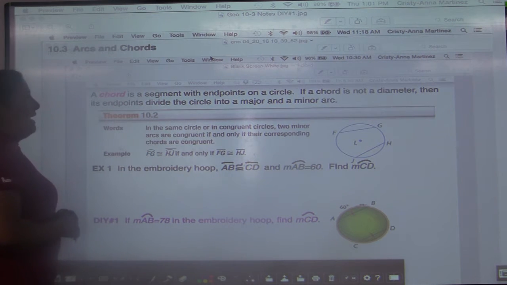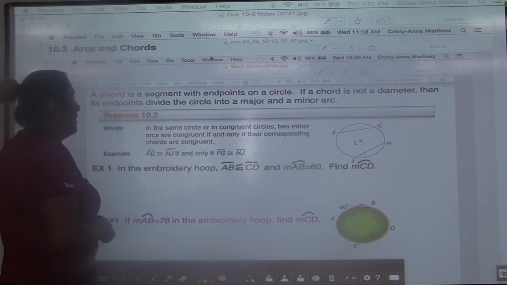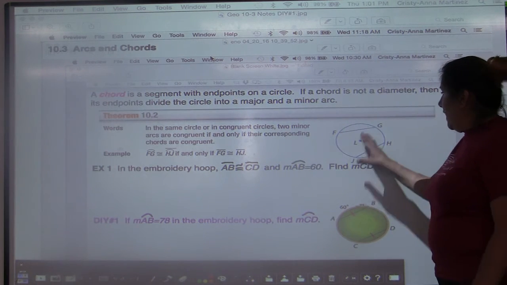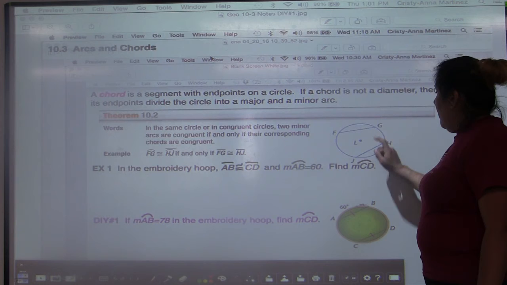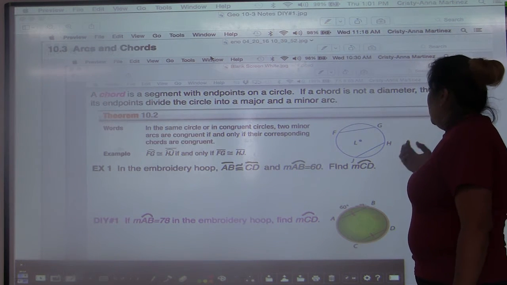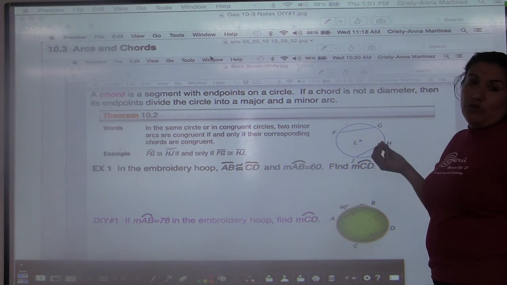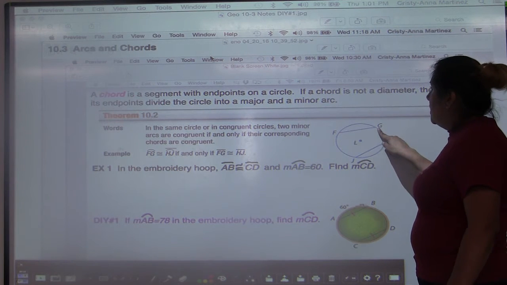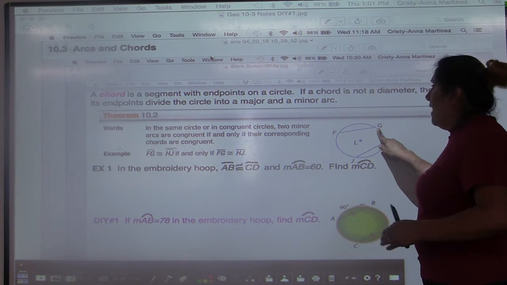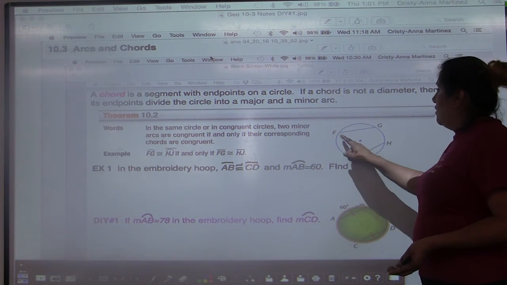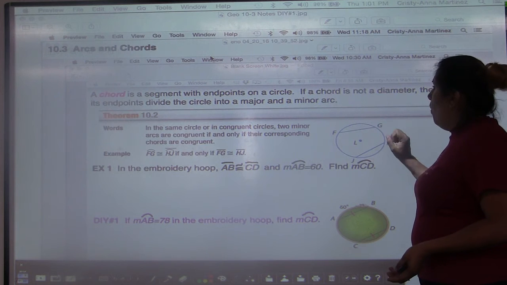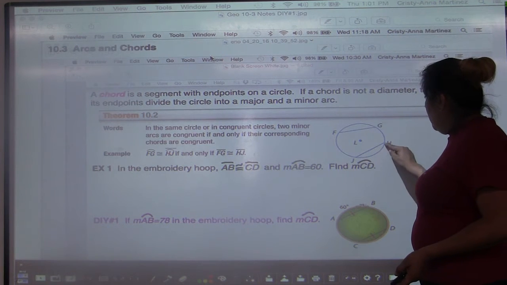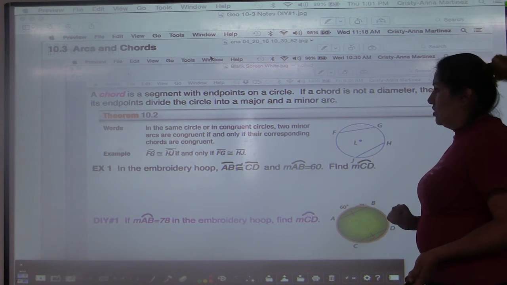If a chord, however, is not a diameter, then its endpoints divide the circle into a major arc and a minor arc. So here we have a diagram, and we have chord FG and chord JH. If the chord is not a diameter, which it's not if it doesn't go through the center, then that means chord FG divides the circle into a major and a minor arc. So the major arc would be going from here all the way down here, or a minor arc which would be F to G. Likewise, JH would be a minor arc here, or a major arc that direction.